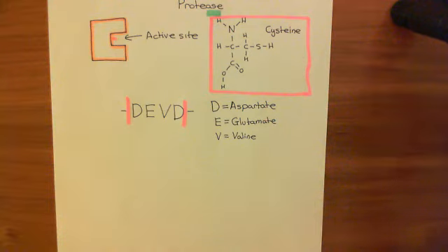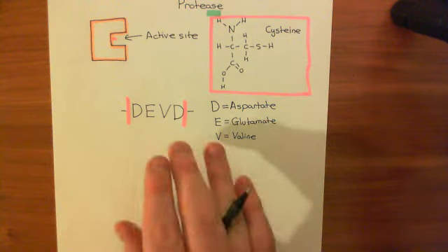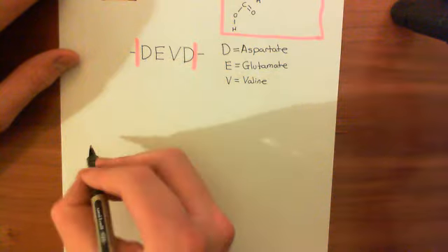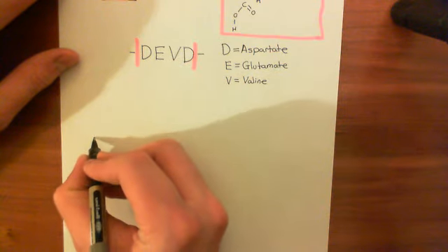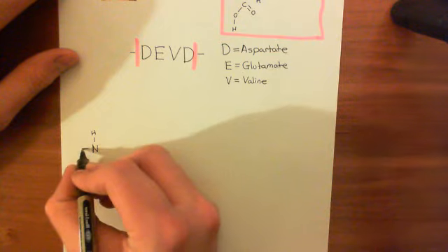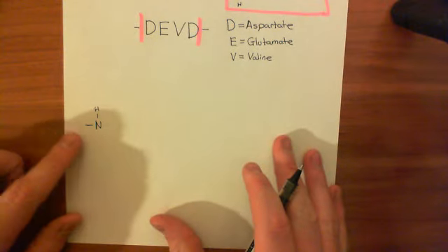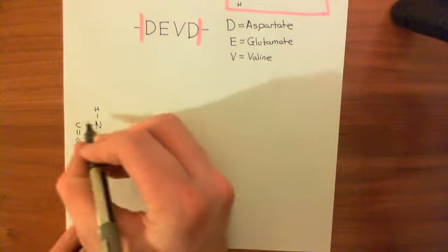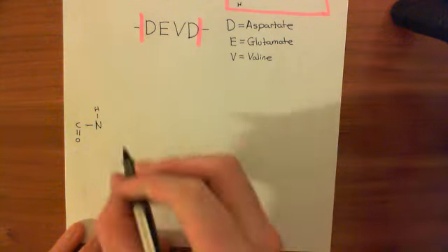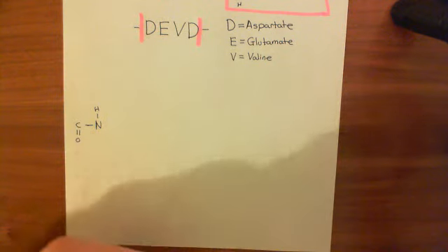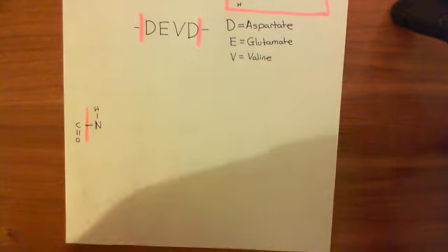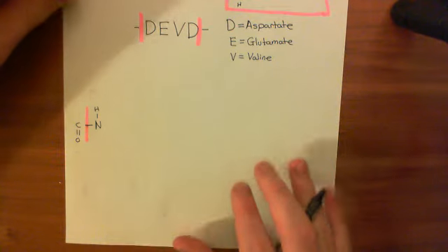Okay, so let me draw out the full structure of this to give you a bit more intuition for what we're talking about here. So we'll start off with this aspartate here. So this aspartate has a peptide link with the next amino acid along. So there is its amino group that is bonded to the carbonyl group of the next amino acid along. So this is the start of our DVD sequence. This peptide link here is where the caspase enzyme is going to break.